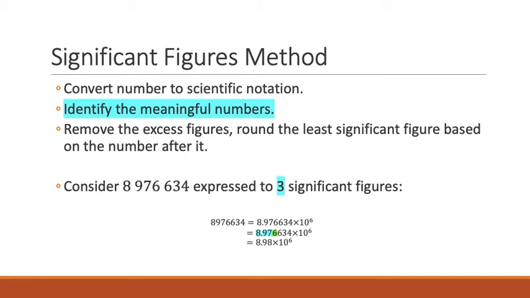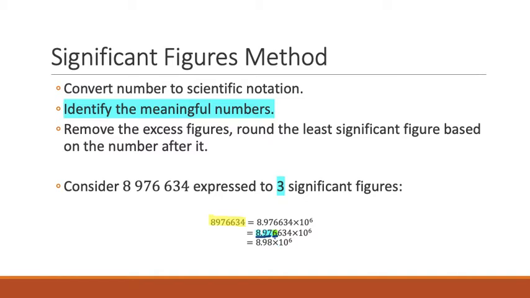Looking at an example, 8,976,634 expressed to three significant figures. So on the left, just over here, you can see I've written out the number. Then on the right, I've converted it to scientific notation, and then three significant figures. So in blue, I've highlighted three numbers, and then in green, I've highlighted this fourth number. So these three highlighted numbers here represent the three significant figures, but we're not done.